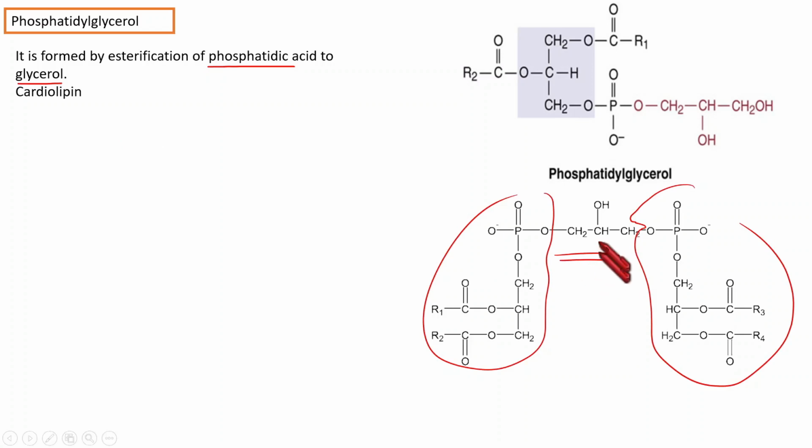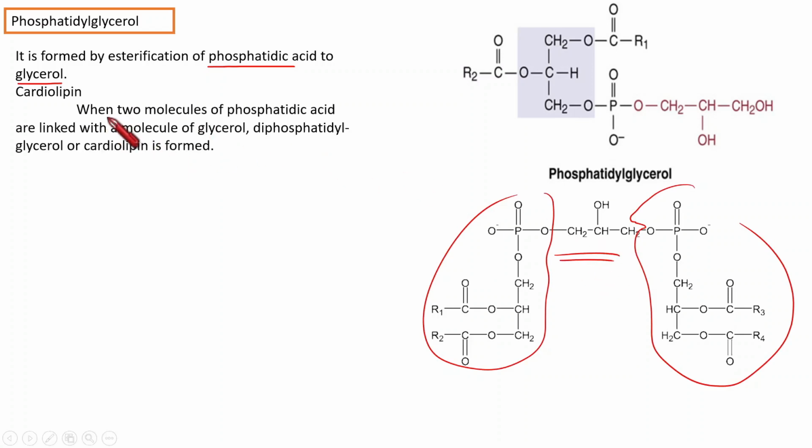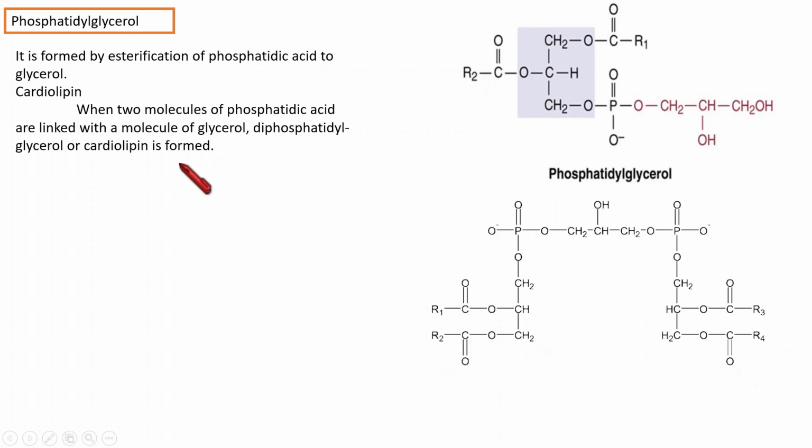Linked with the glycerol, that forms the cardiolipid. When two molecules of phosphatidic acid are linked with a molecule of glycerol, then diphosphatidylglycerol, or cardiolipin, is forming. It is a major phospholipid of the mitochondrial membrane. It is present in the mitochondrial membrane.